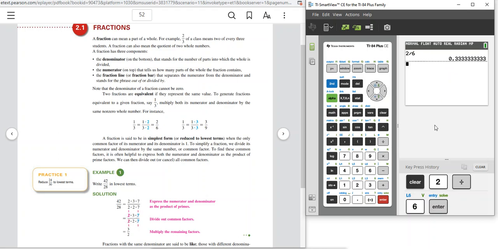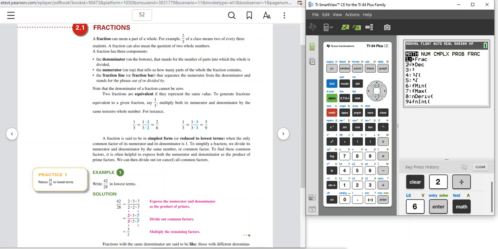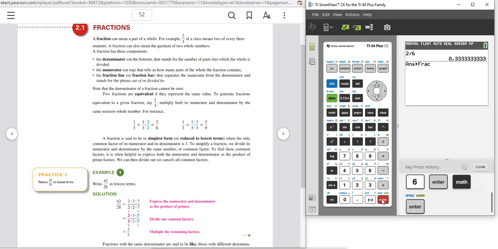Most calculators have a button. If you go to Math, it says convert to a fraction. For number 1, it's already highlighted here. I'm going to hit enter. So I'm taking this answer here, converting it to a fraction. Hit enter, and then I get my 1/3. So when you convert, it reduces it for you.